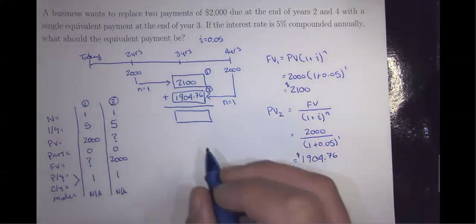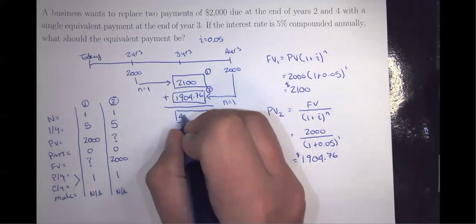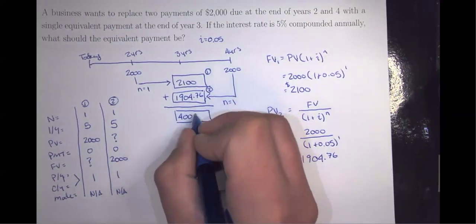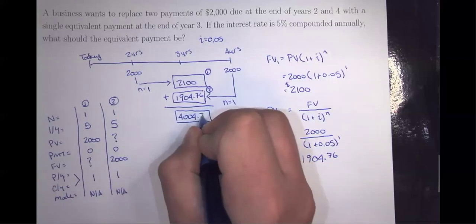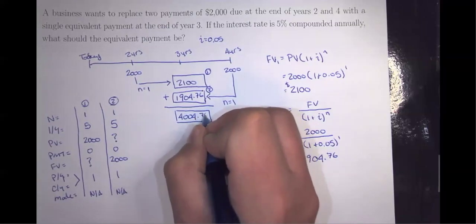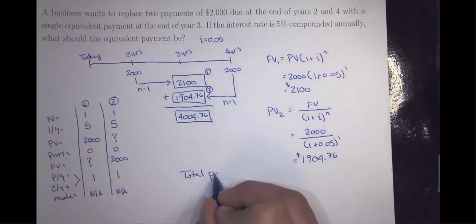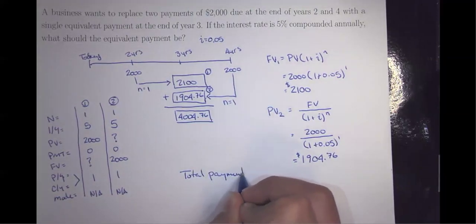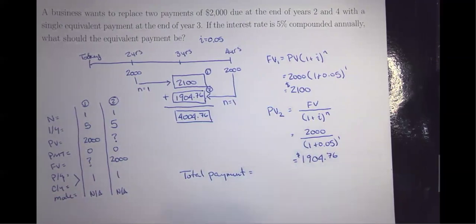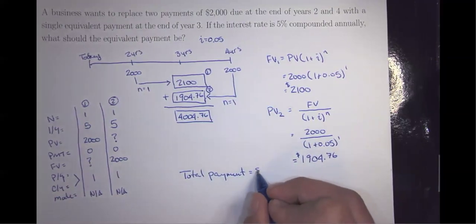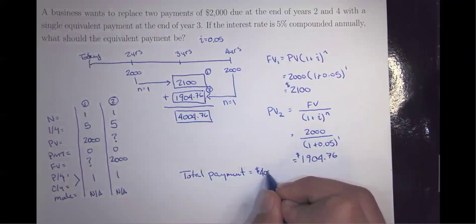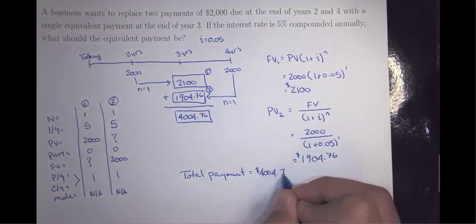And so we add those two guys up, we get $4,004.76. So the total payment, or the single payment that we should be making, is $4,004.76.